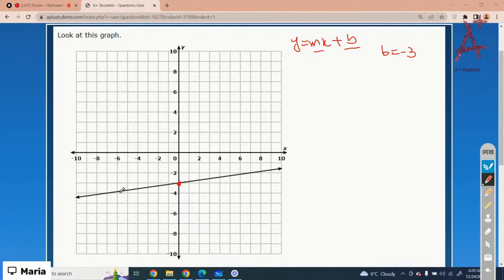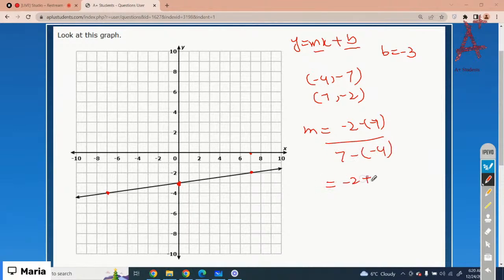The points I'm using are this one, which is -4 and -7, and this one, which is 7 and -2. Got it? Just find the slope. y2 minus y1, -2 minus -7, divided by 7 minus -4. It would be -2 plus 7 over 7 plus 4. So 7 minus 2 is 5 over 11. Got it? So the slope is 5 over 11.